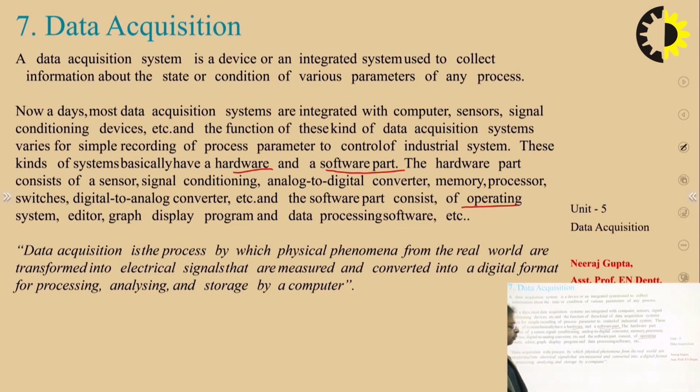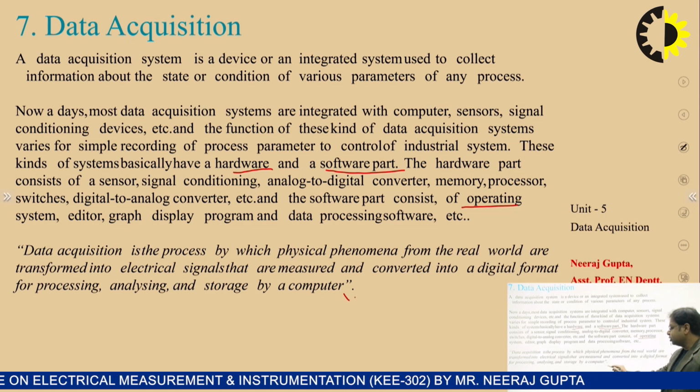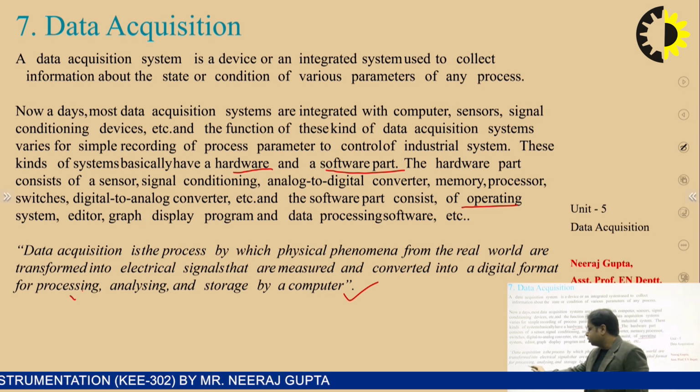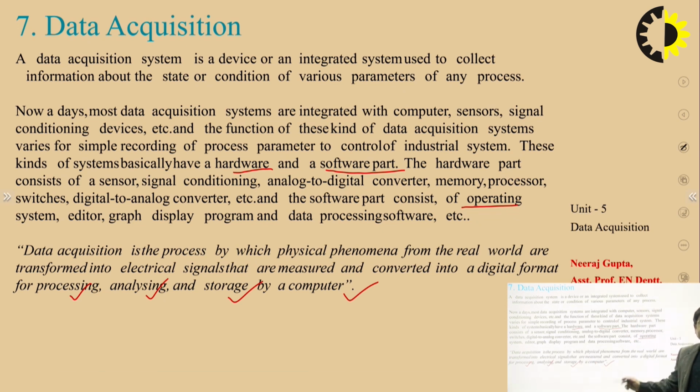As a definition, data acquisition is the process by which physical phenomena from the real world are transformed into electrical signals that are measured and converted into a digital format for further processing, analyzing, actuation, and storage by a computer. This is the basic definition of data acquisition systems. The use could be processing, analyzing, and storage on a computer, and also actuation of any other system using that.